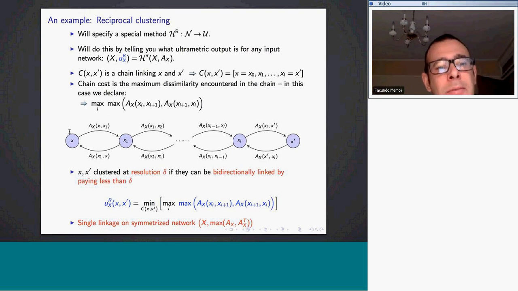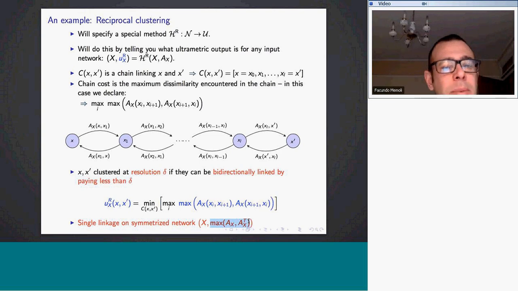So the method is telling you that if you want to co-cluster X and X prime at some delta, then you'll be able to walk from X to X prime by some chain of nodes, X0 up to X_(L+1), so the dissimilarities in the two directions are bounded by delta. All of them need to be bounded by delta. So there's bidirectionality given by this symmetrization.